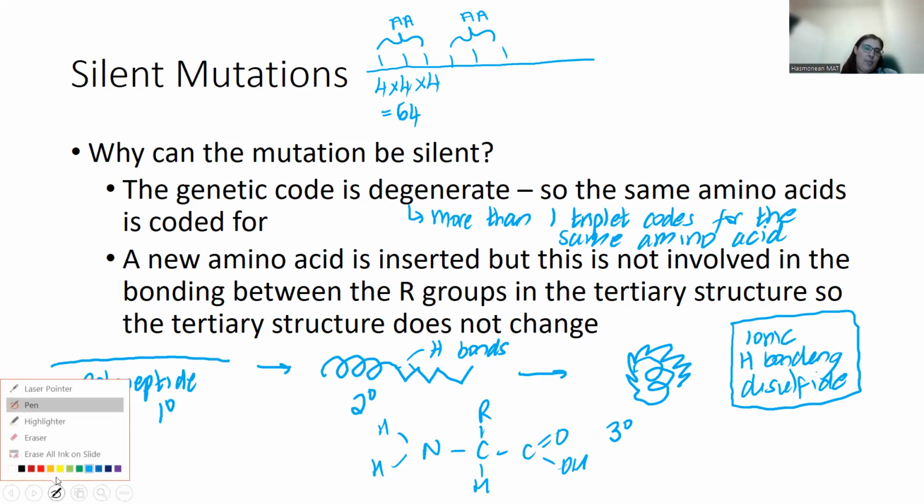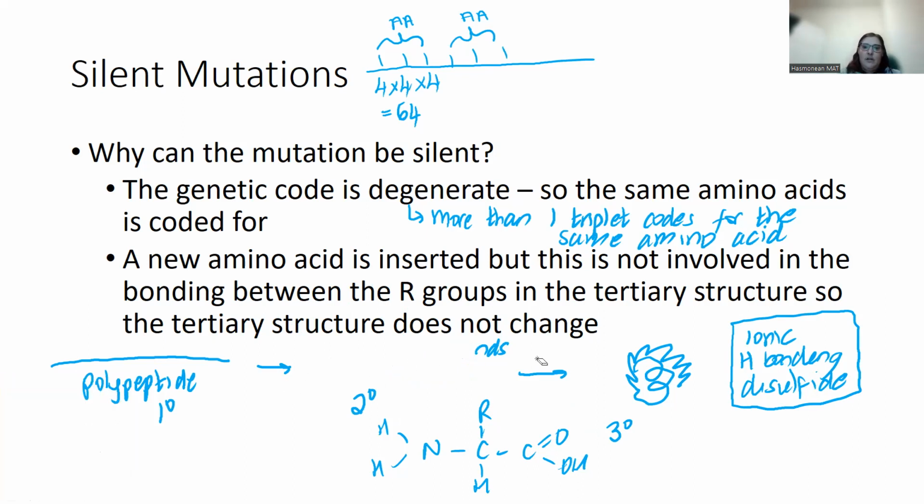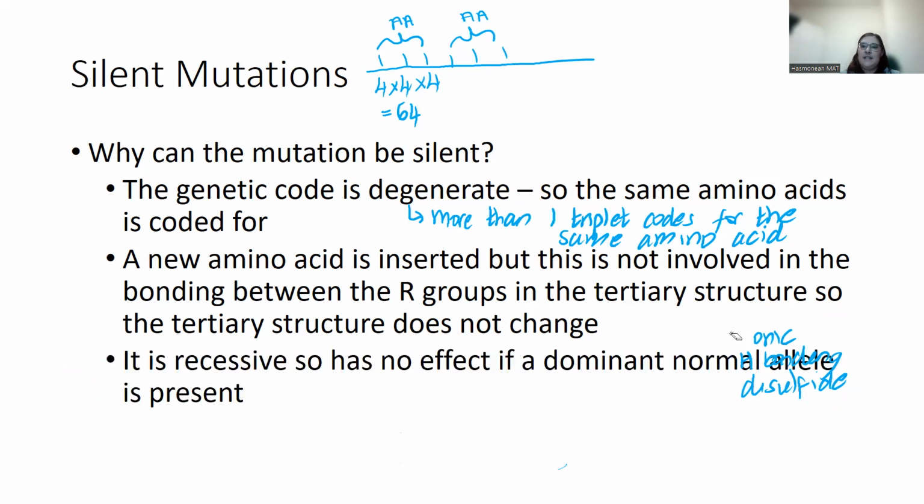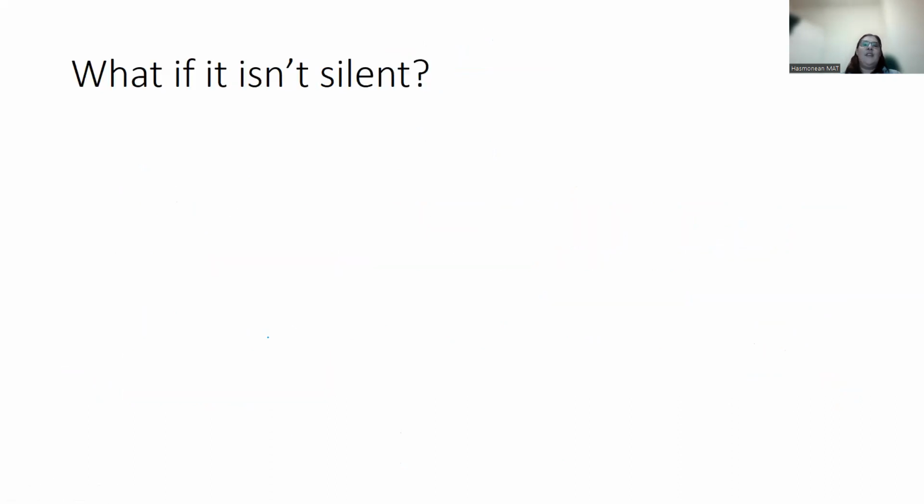There is, of course, another possibility. It's nothing to do with the actual amino acids at all. In fact, new amino acids are put in, but it's a recessive characteristic. So because we have 2 alleles, one on each chromosome, if one allele has mutated, but the other allele is still normal, then it may have no effect at all. So what if it isn't silent?